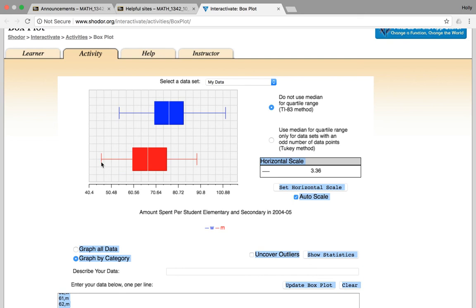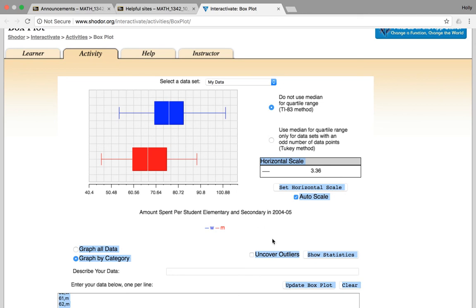So you have the minimum, Q1, median, Q3, maximum. And the box itself, the width of it shows the interquartile range. So we can see that the interquartile range for the men is larger than the interquartile range for the women, and that the women just appear to have higher pulse rates than the men.